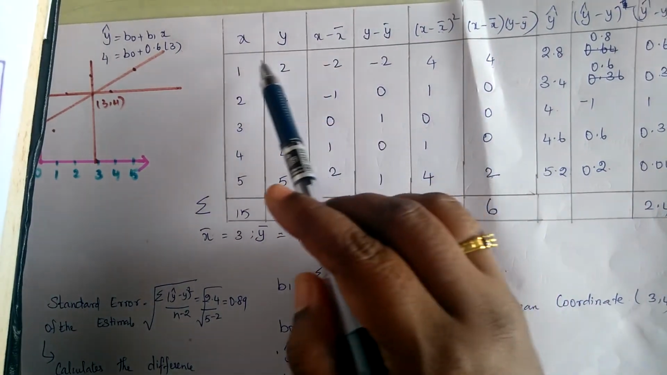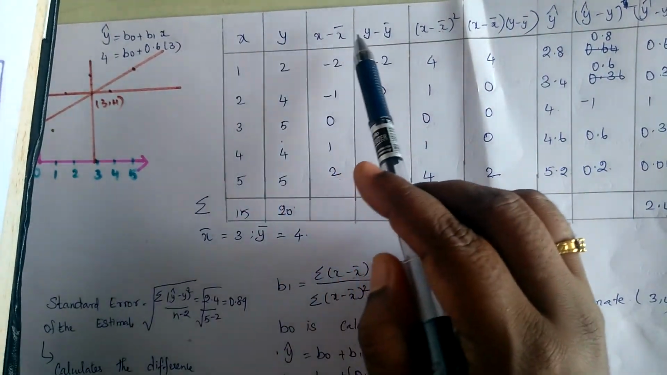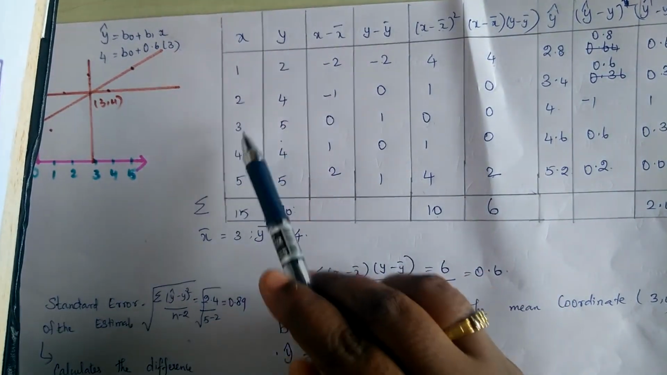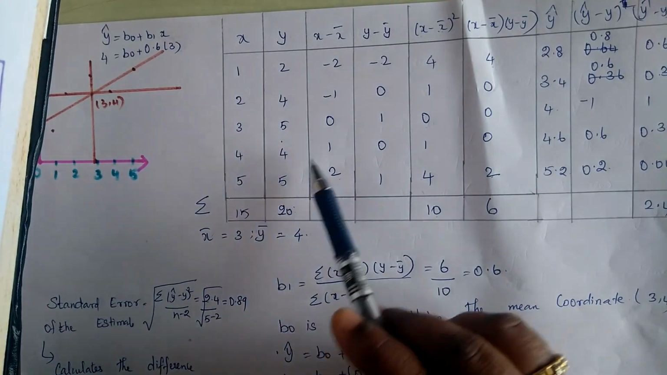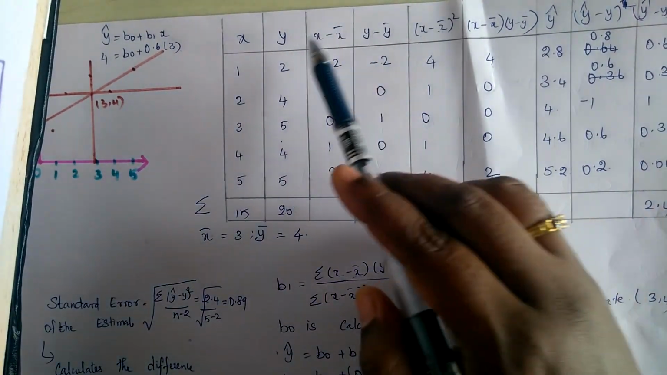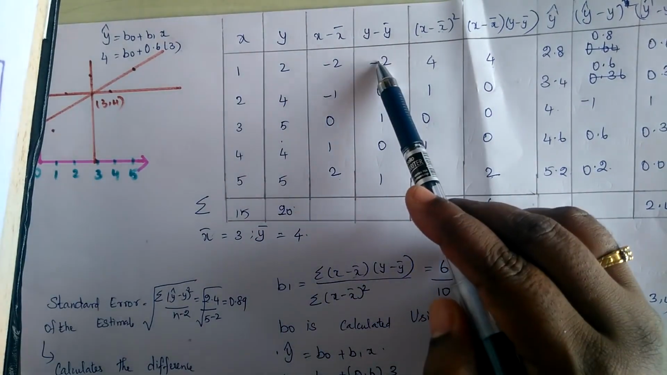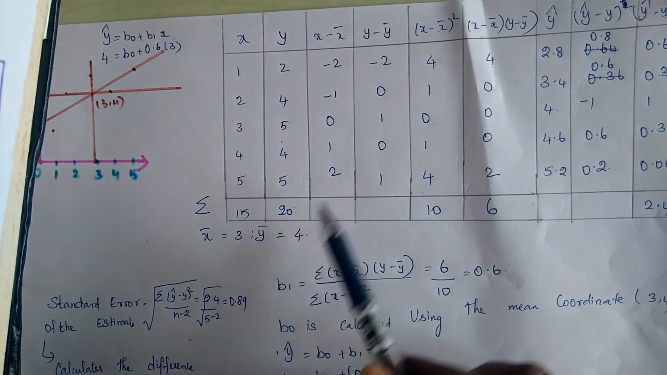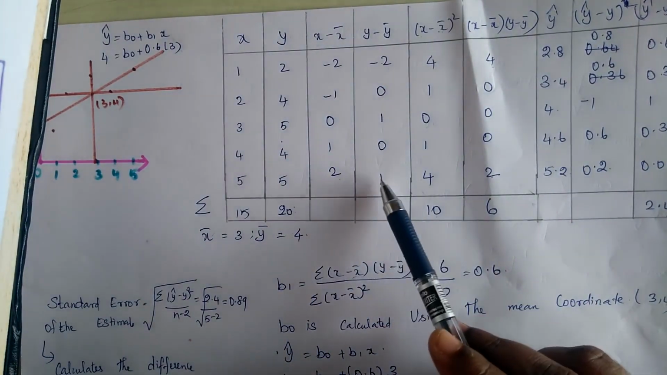So we have x bar with us, so it is easy now to find the x minus x bar. So 1 minus 3 is minus 2, 2 minus 3 is minus 1, 3 minus 3 is 0, 4 minus 3 is 1, and 5 minus 3 is 2. Similarly, we will find the y minus y bar. 2 minus 4 is minus 2, 4 minus 4 is 0, 5 minus 4 is 1, 4 minus 4 is again 0, 5 minus 4 is 1.